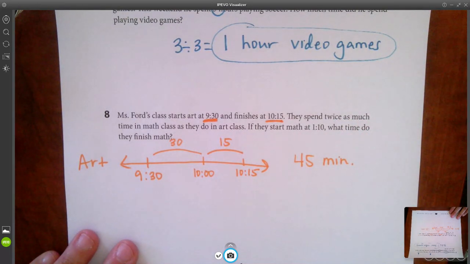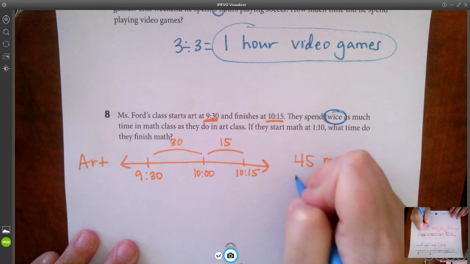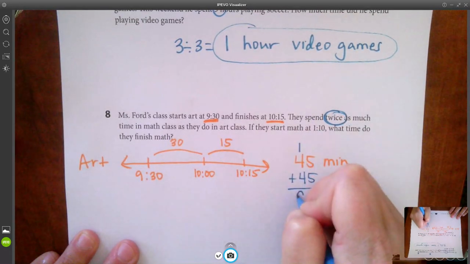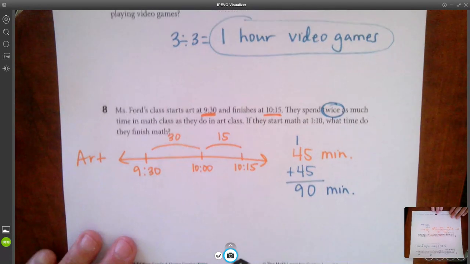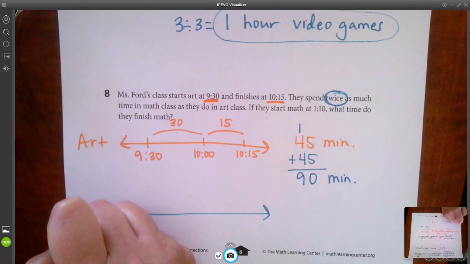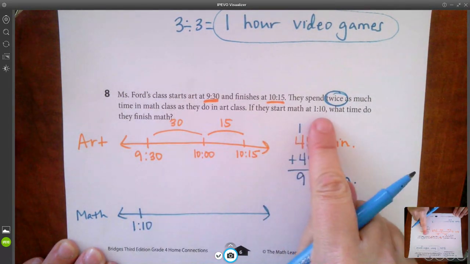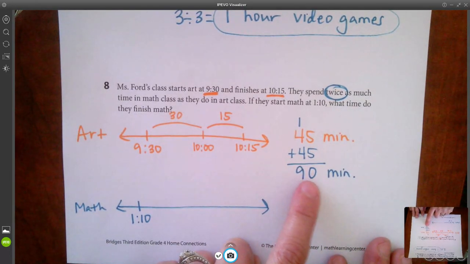All right, that's just the first part. Then it says they spend twice as much time in math class. So if I double 45, twice as much? Ooh, that means 90 minutes. That's what I need to do for math. Okay? All right, if they start math at 1:10, what time do they finish? So I'm starting at 1:10, and math is twice as long as art, so math is 90 minutes. So I have to jump 90 minutes.